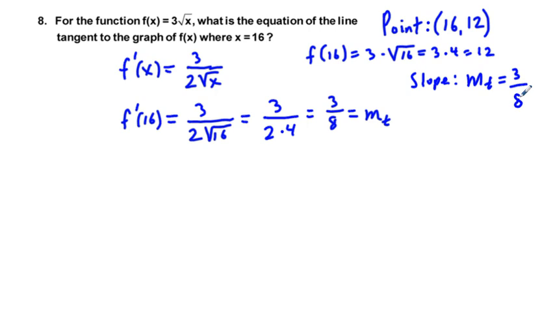So what is the equation of our line? It's going to be y minus y1, which is 12, equals our slope m, which is 3/8, times x minus x1, which is 16. So that's it.